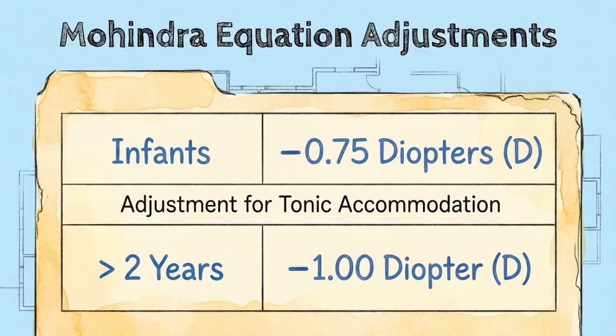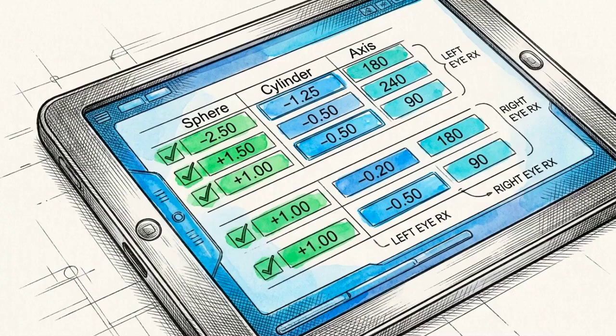This chart shows the specific mathematical adjustments required for Mohindra. You deduct 0.75 diopters for infants and 1.00 diopter for patients over 2 years old to account for tonic accommodation. Losing subjective feedback does not mean sacrificing diagnostic rigor. Objective measures provide a complete refractive profile when properly applied.